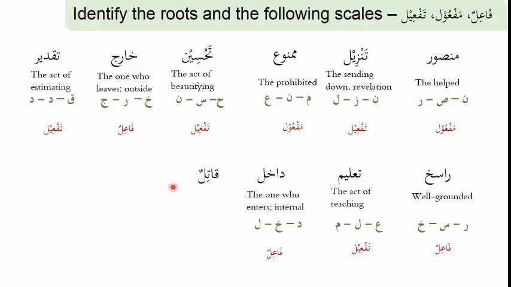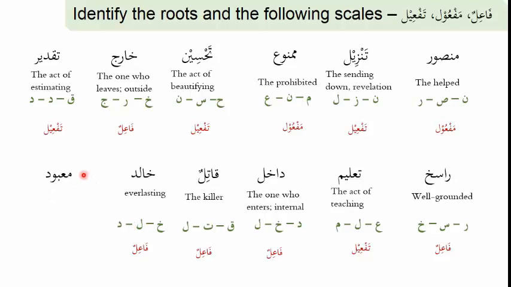Like that, we have qatilun. Qatilun is on the same scale. It means the one who kills, the killer. The root is qaf, ta, and lam, and the wazn is fa'ilun. Khalidun, oh, we have three of this in one line, mashallah. It means everlasting. The root is kha, lam, and dal, and its wazn is fa'ilun.